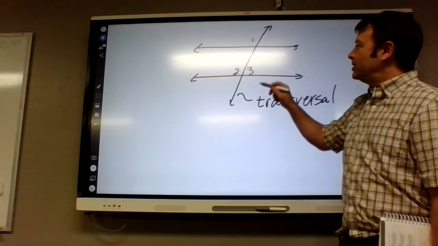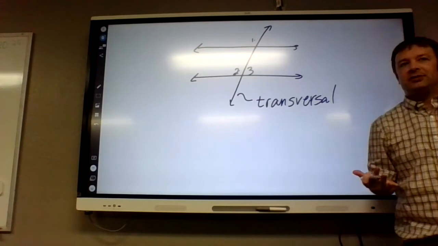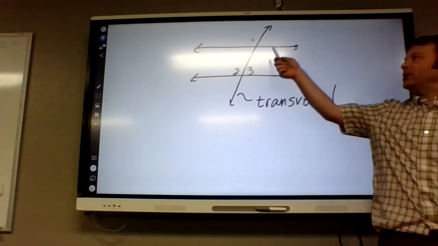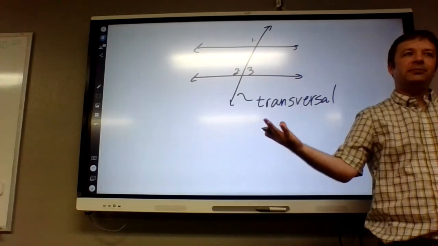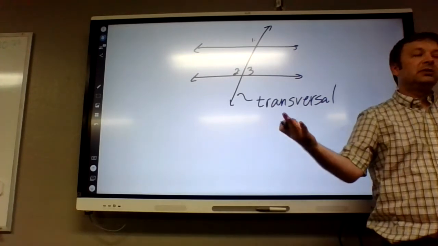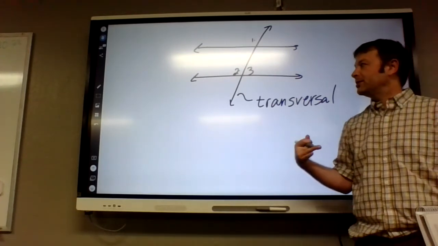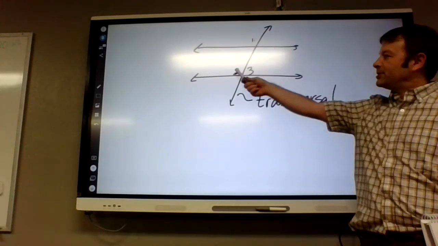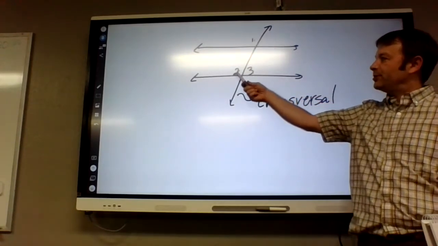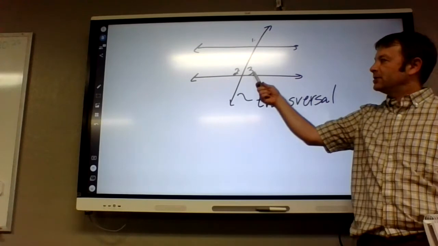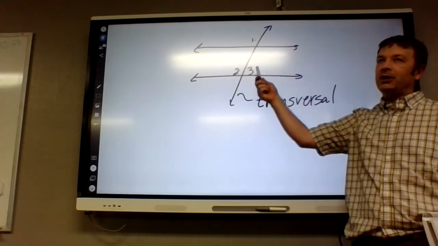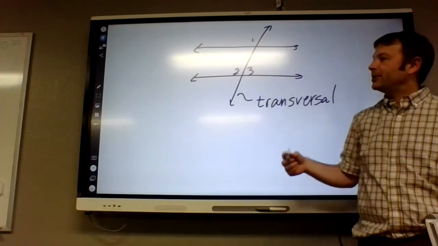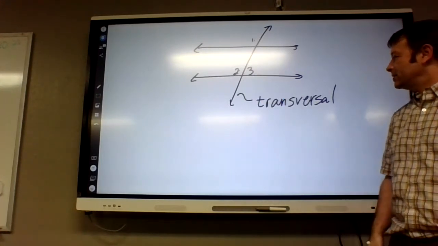But 1 and 3 do not look the same. 1 is an obtuse angle, 3 is an acute angle. If they're not the same, what do we know about them? They're supplementary. They add up to 180 together. Well, 1 is the same as 2, and 2 and 3, what are 2 and 3 called? Linear pairs. So if 1's the same as 2, and 2 and 3 add up to 180, then 1 and 3 add up to 180.